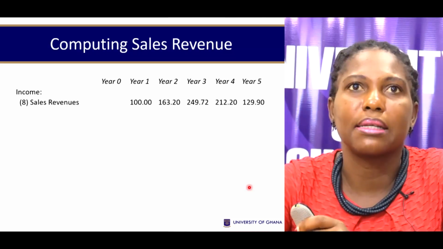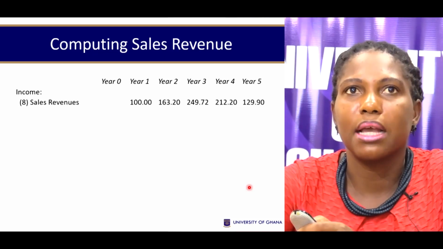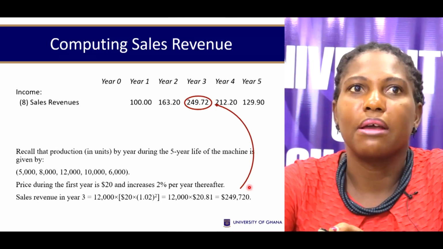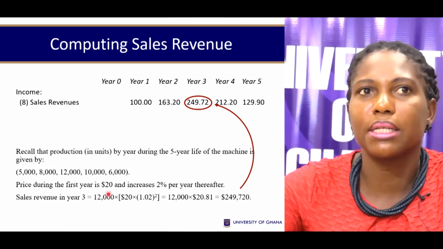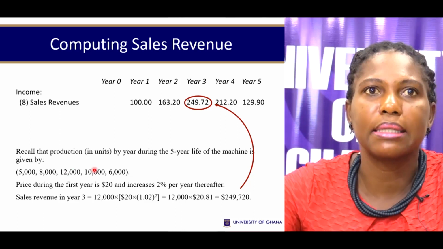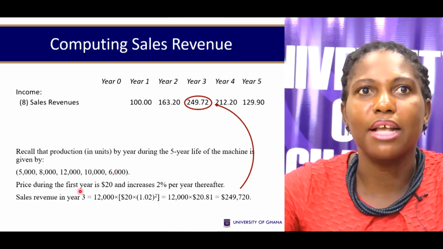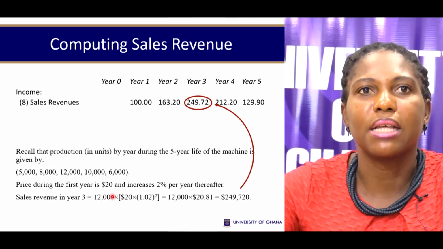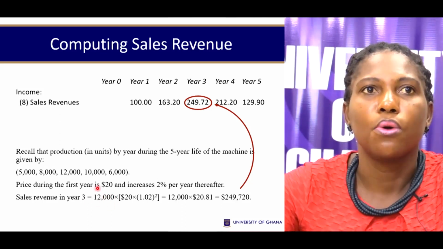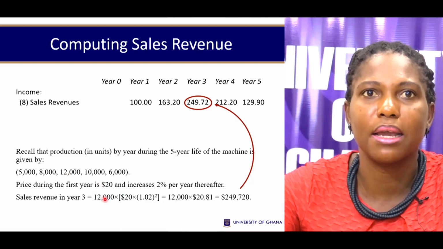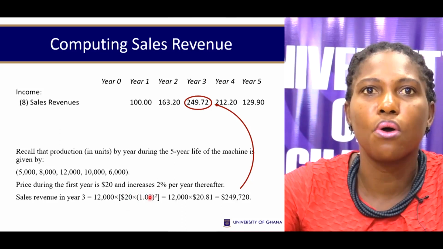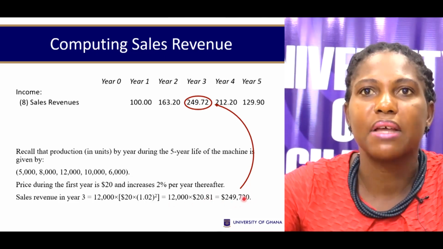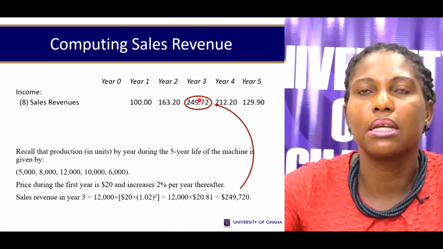Now, here we need to estimate our sales revenue. So for years 1 through to 5, we look at how the cash flows were generated. Recall that for the 5 years, the production in units has been given as 5,000, 8,000, 12,000, 10,000, and 6,000. So if the price during the first year is 20 and increases by 2% thereafter, then, for example, if you take sales revenue for year 3, we're going to be producing 12,000 units captured here accordingly. We are going to see our price grow by this factor to give us a total price of this. So when we multiply, the product of that is this and captured here accordingly. And so that is how it's incorporated.